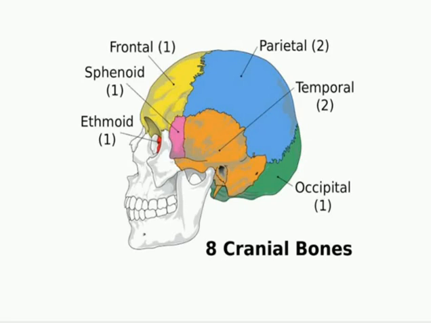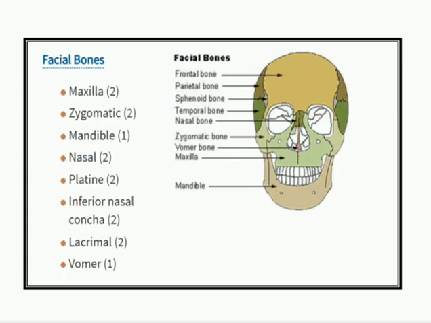In this particular image you can see the cranial bones, which are 8 in number, right. They enclose the brain and serve as an attachment site for the muscles of the head and neck, right. The 8 cranial bones include the frontal bone, 2 parietal bones, 2 temporal bones, the occipital bone, the sphenoid bone and the ethmoid bone. Now in this particular slide you can see the facial bones.